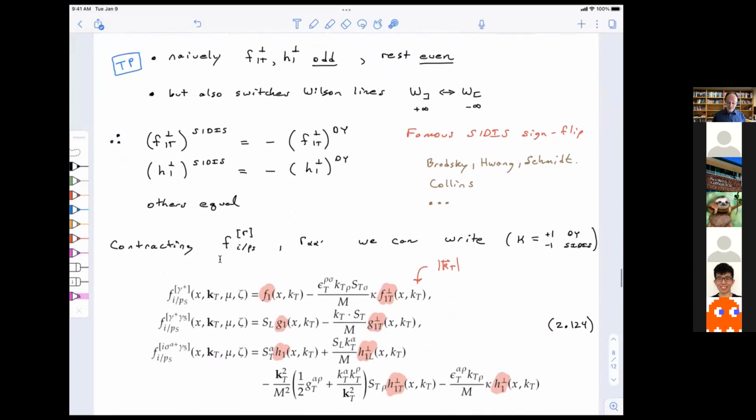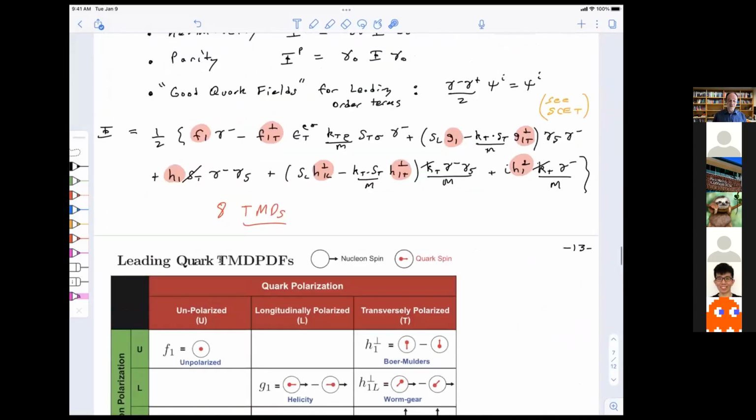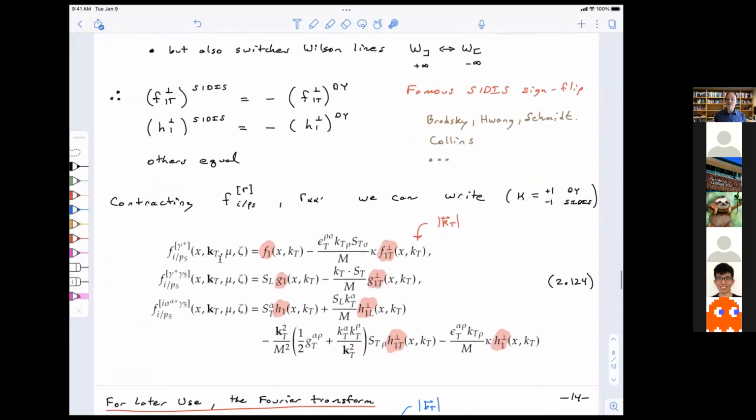Now, in the handbook, we write this a little differently because we contract up the alpha and alpha prime indices with some gamma structure. So we contract it with a gamma plus gamma 5, or a tensor sigma alpha plus gamma 5. And then we get the F's and G's and the H's, and we write it this way. But this formula here is just another way of writing the formula that I wrote up here. So it's not some different thing, it's just the same thing.